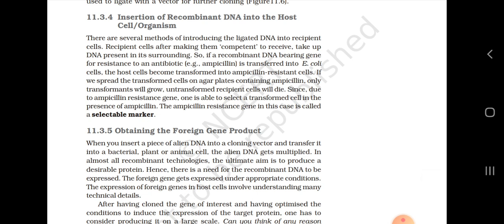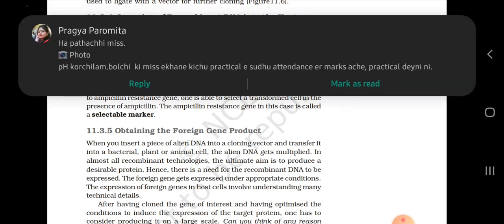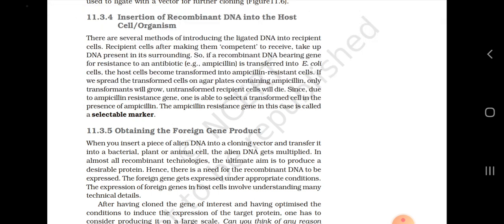Next is the culturing of the host cell, and these are grown in appropriate nutrient medium at optimal conditions. The DNA gets multiplied and expresses itself to form the desired product. The next step is the extraction of the desired gene product, where a protein encoding gene is expressed in a heterologous host, which is called the recombinant protein.